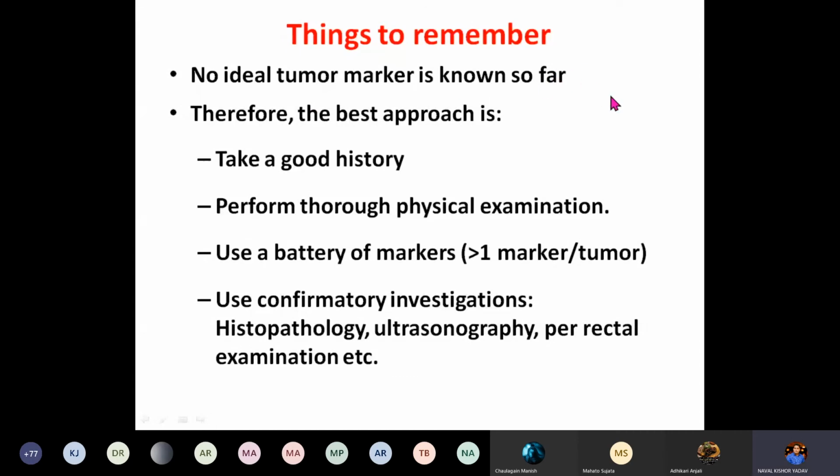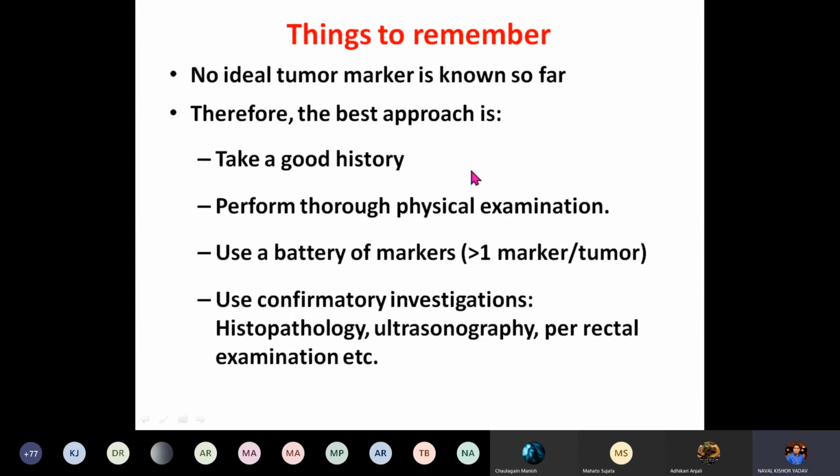Okay, so what do you have to do? Being a physician, tomorrow you are going to be a doctor. The patient will come to you. But as I told, the tumor marker is not ideal. There is no single tumor marker which will be ideal. So what you have to do? The best thing you have to do is give some time to the patient, talk with them, and take a good history of that patient.